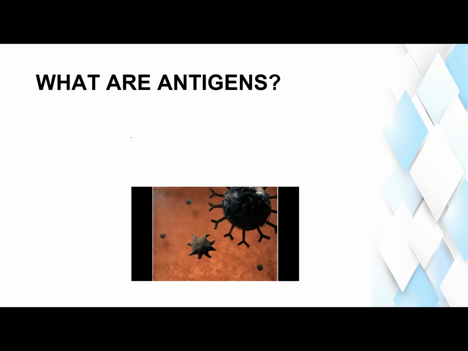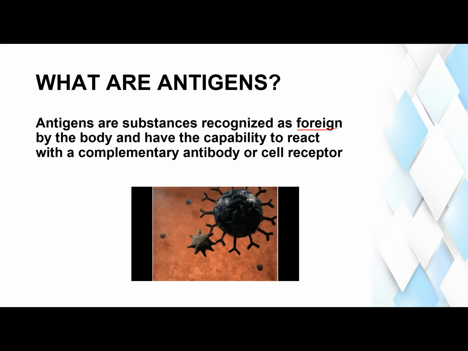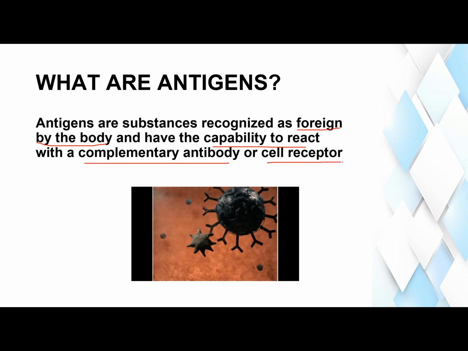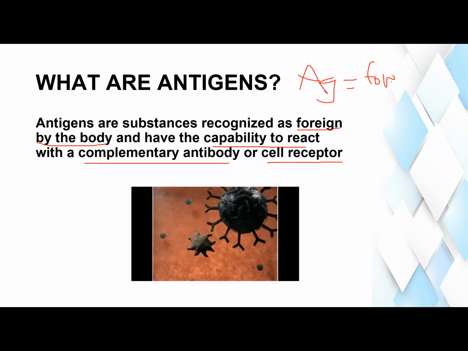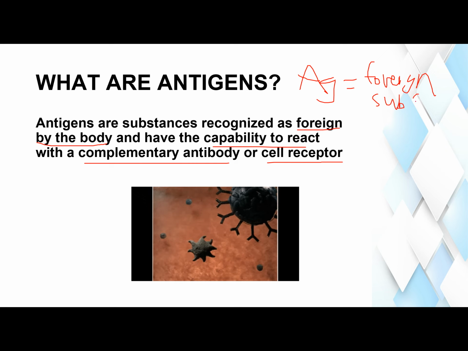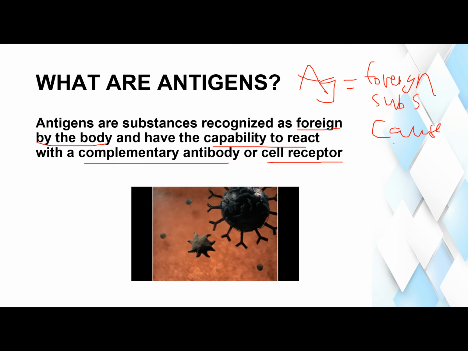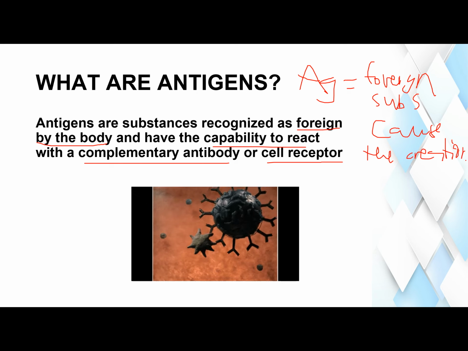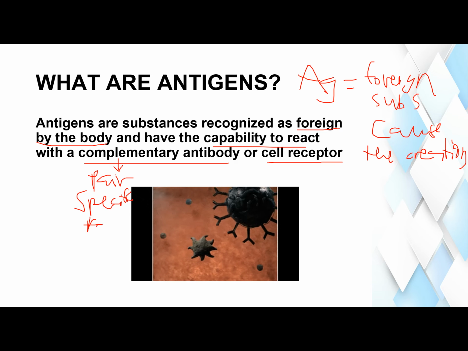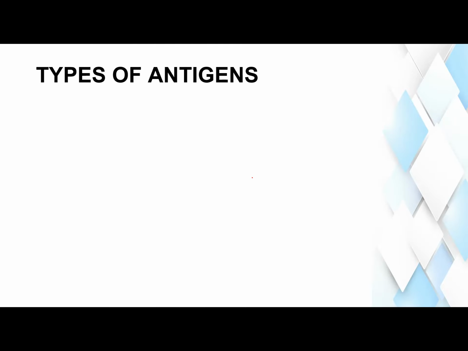Please remember, as mentioned in the previous module, your antigens are substances recognized as foreign by the body and have the capability to react with a complementary body, antibody, or a cell receptor. Let me repeat in a simplified manner: antigens are any type of foreign substance capable of causing the creation of complementary antibodies. When you say complementary, they would have a pair or a specific target. So that's your antigen. Now let's talk about the different types of antigens.